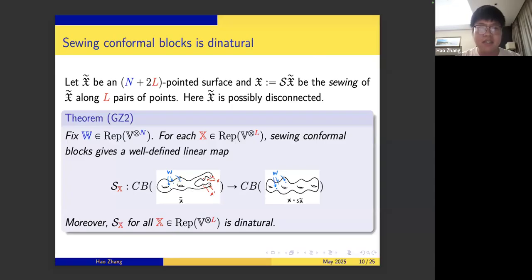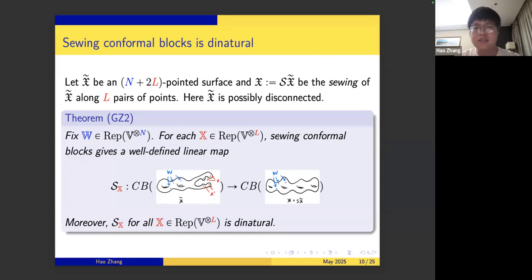You can see this picture. It has n marked points here, and it has L pairs of points here. It has L points here, another L points here, and you sew these L pairs of points to get a higher genus Riemann surface on the right-hand side. And on the conformal block level, you associate a V tensor n module W to the blue points here. For each V tensor L module X, you associate X to one group of L points here, and the conjugate module of X to the other group of L points here, and you sew this conformal block, and you will get a higher genus conformal block.